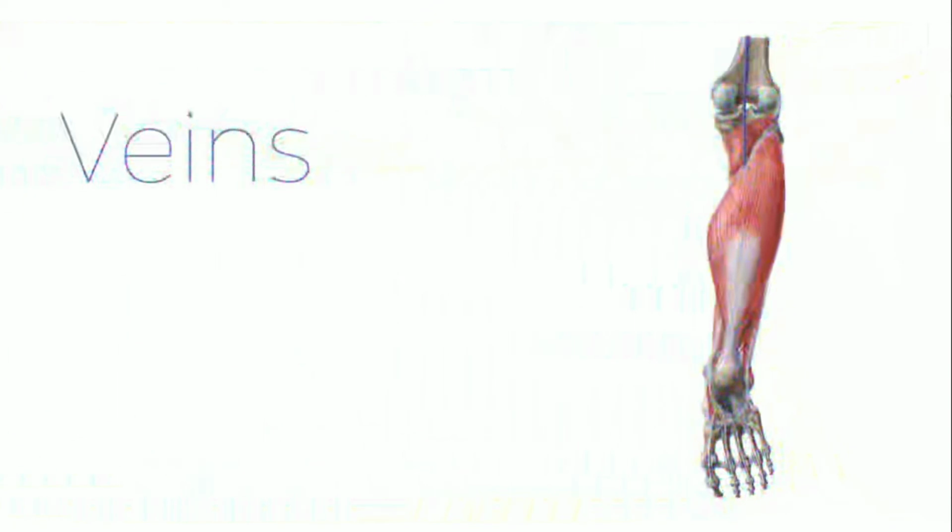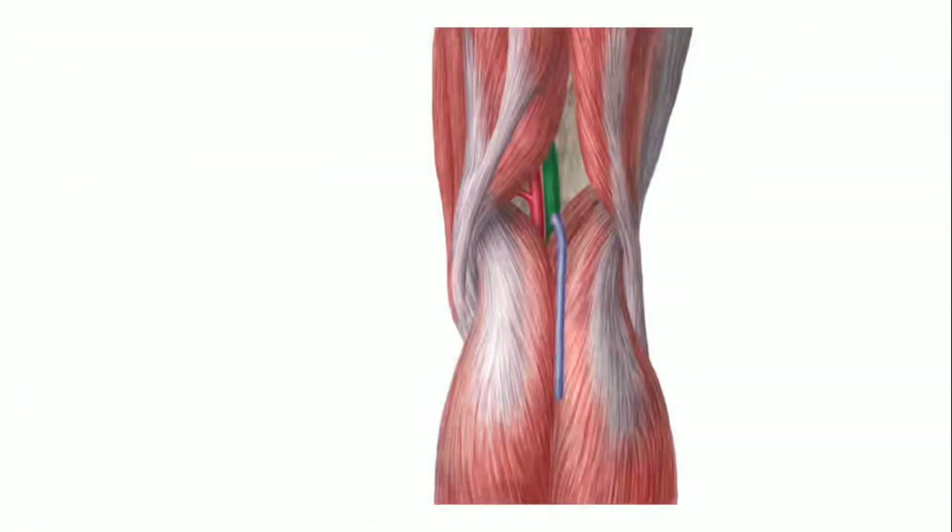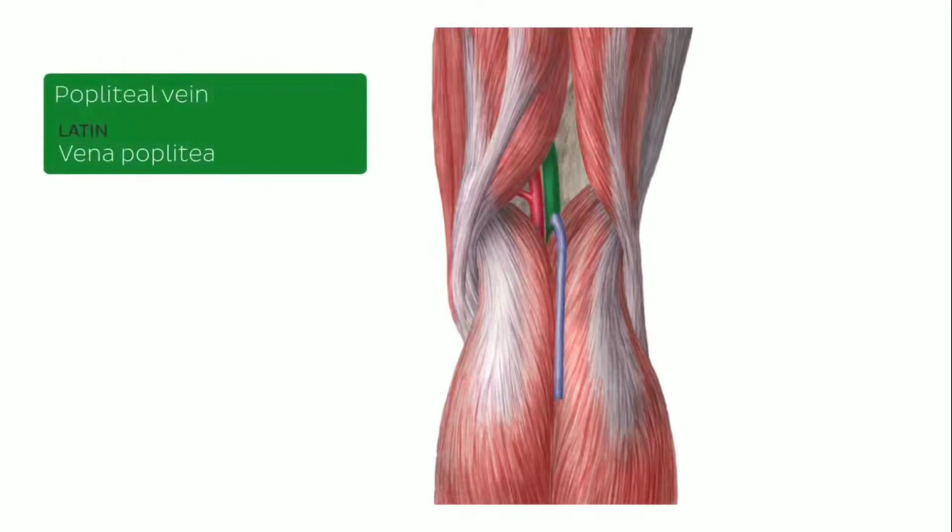Now that we covered the main arteries of the lower leg, it is time for us to move on and talk about the main veins that we find in this region. We're going to be talking about two: the popliteal vein and also the small saphenous vein. Let's start off with the very first one here on the list that you see now highlighted in green. Again, this is a posterior view of your knee, and we're looking at the popliteal vein highlighted in green.